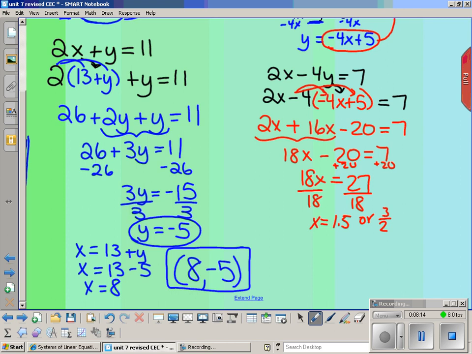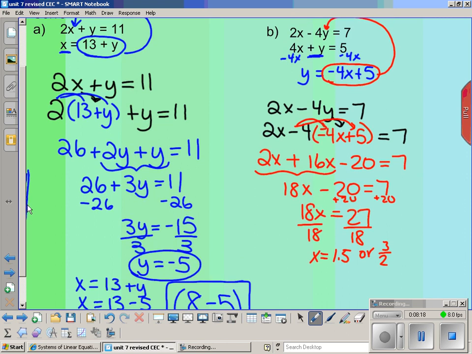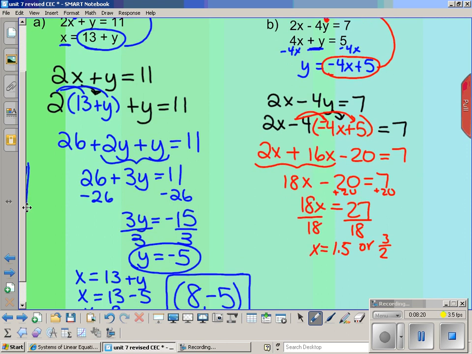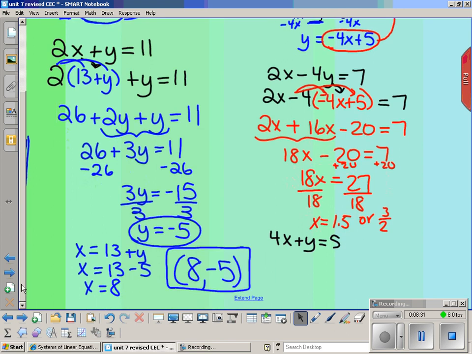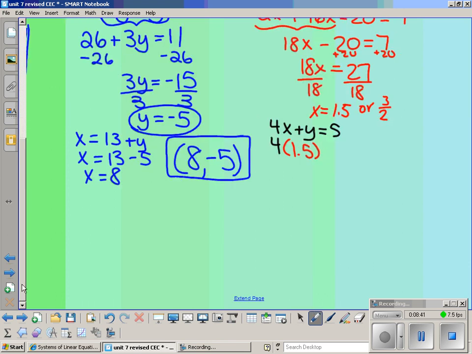And now from here, we have our x value. Now we need to find our y value. So we go back to one of our original two equations. Doesn't matter which one. I will choose to use the second one. 4x plus y equals 5. Now what we are going to do is substitute x as 1.5. Notice the x value is now gone.